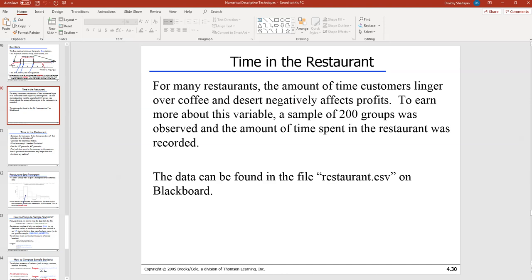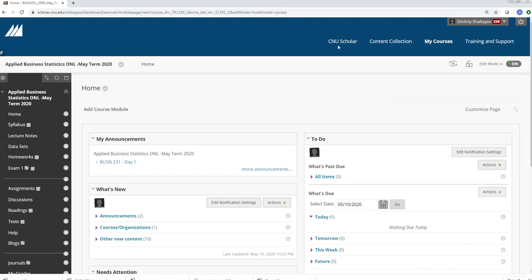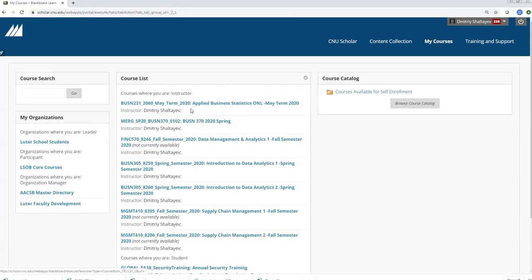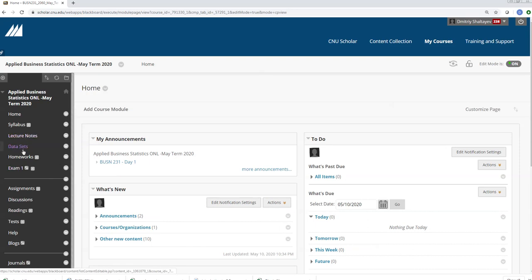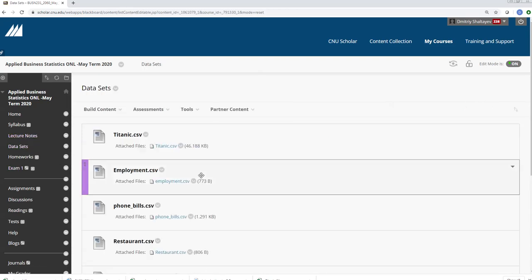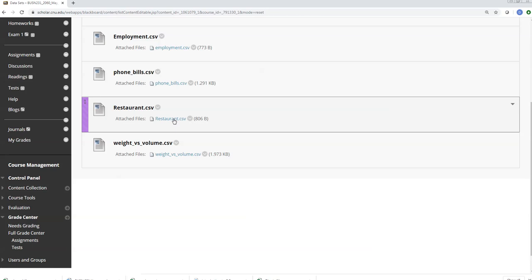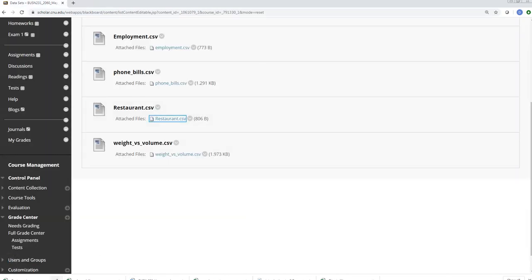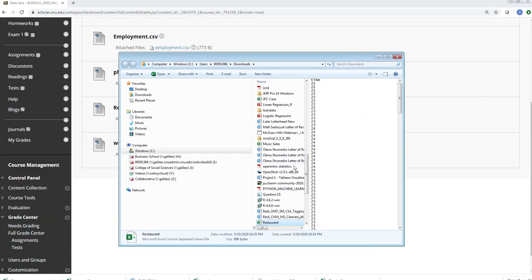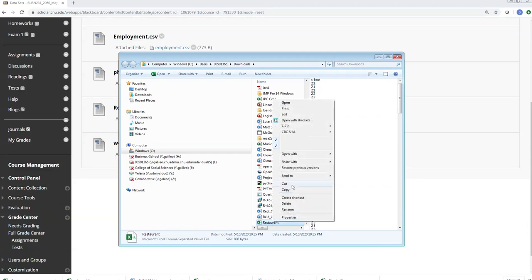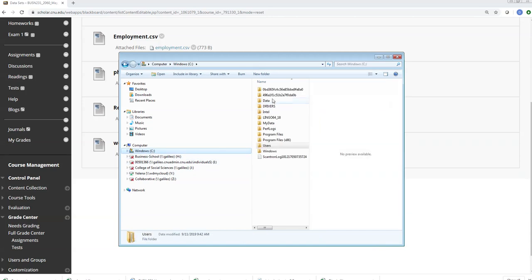restaurants.csv. So let's go back to our Scholar, and here is our Scholar. It's all in the data sets, right? So click on the data sets. Here is the file restaurant.csv. Let's download the file, and just like what we always do, at least for the PC users, I go to the downloads folder, and in the downloads folder I'm going to cut the file and bring it to the data folder right here.